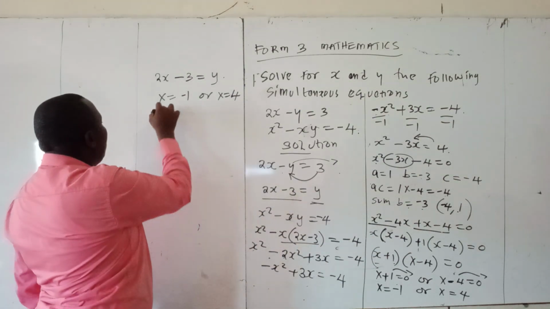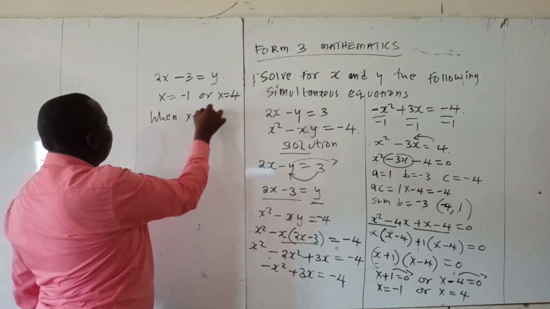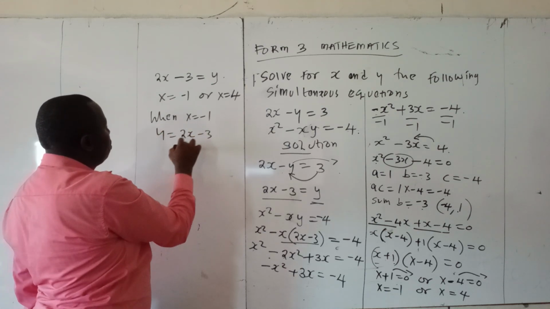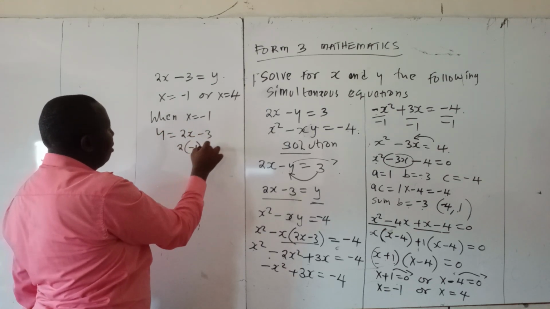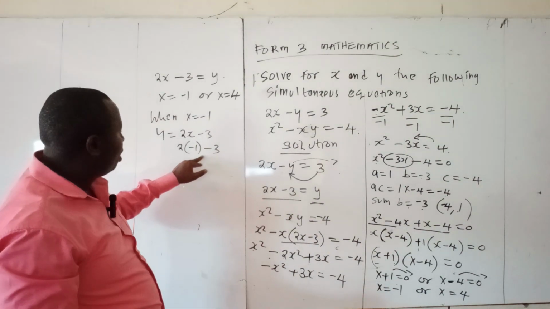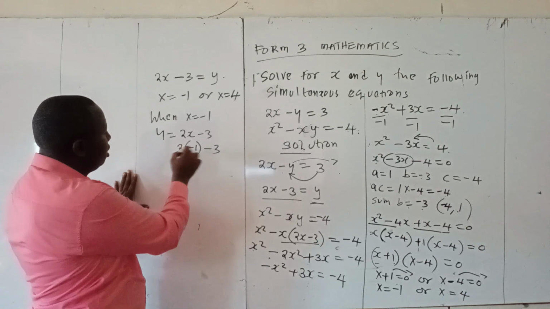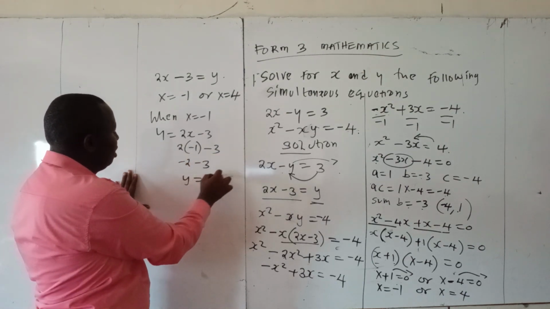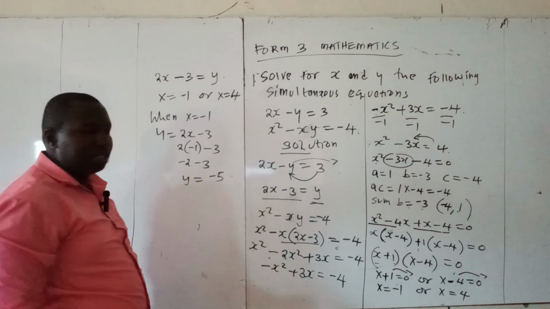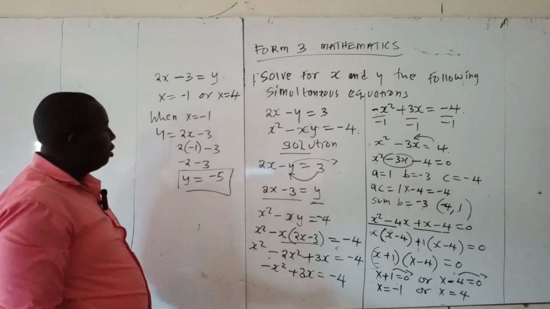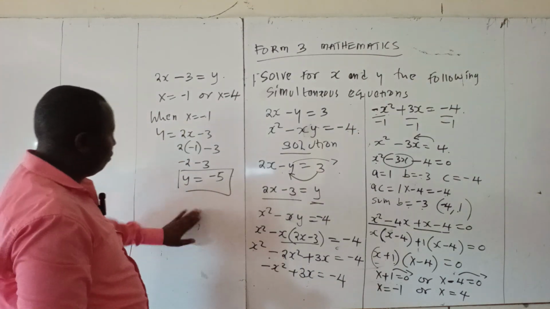So you say when x is negative 1, y will be equal to 2x minus 3. So 2 into bracket negative 1 minus 3. So that you get the value of y. So 2 times negative 1, you get negative 2 minus 3. So our y there is minus 5. That's the value of y. When x is negative 1, y is negative 5.